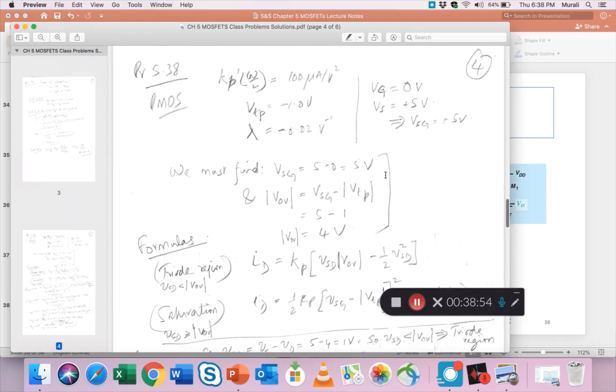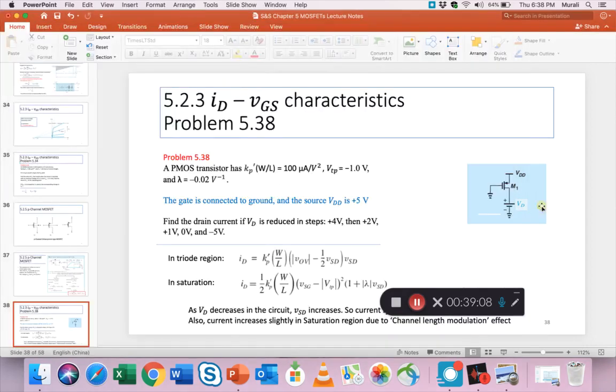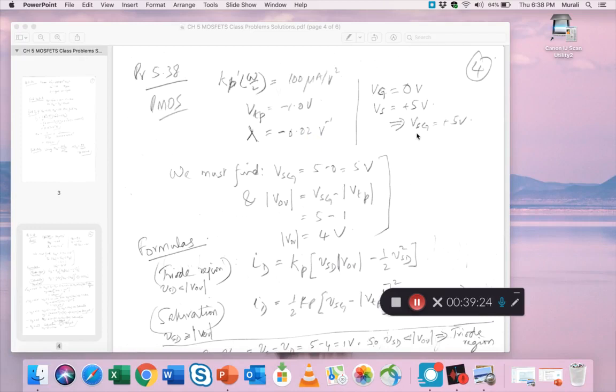Okay, so I'll go to my PDF to solve 538, and here I show you the various steps. As usual, we start with everything that's given, it's all here. So V gate is 0, V source is plus 5, right? That is here, which is the source voltage value. And so what I calculate here is the source to gate voltage to be 5 volts, which is just the difference. So I calculate that and I keep it here.